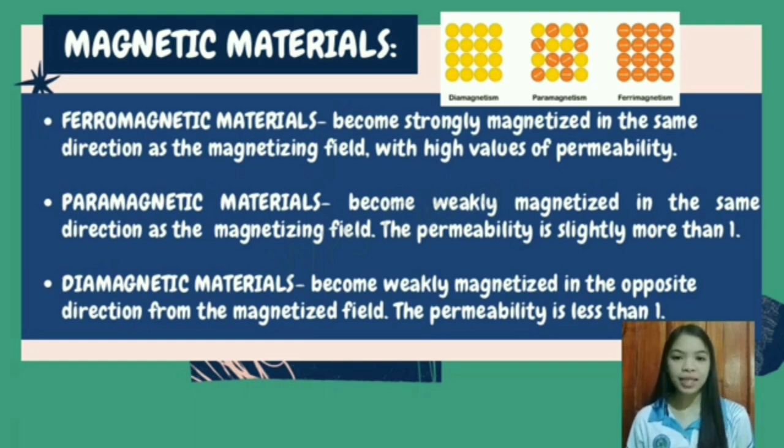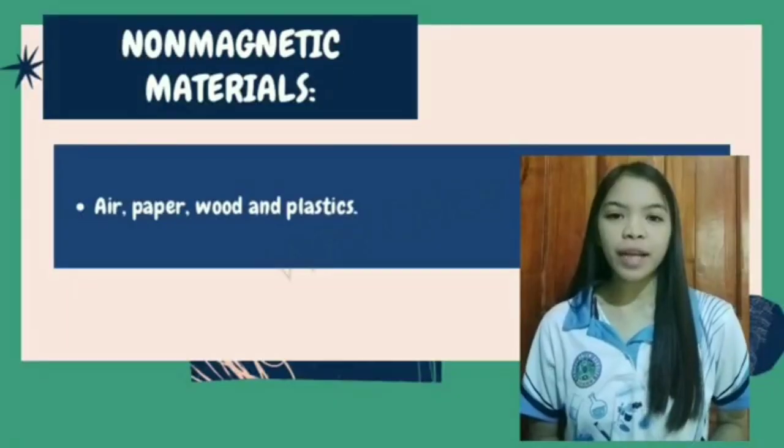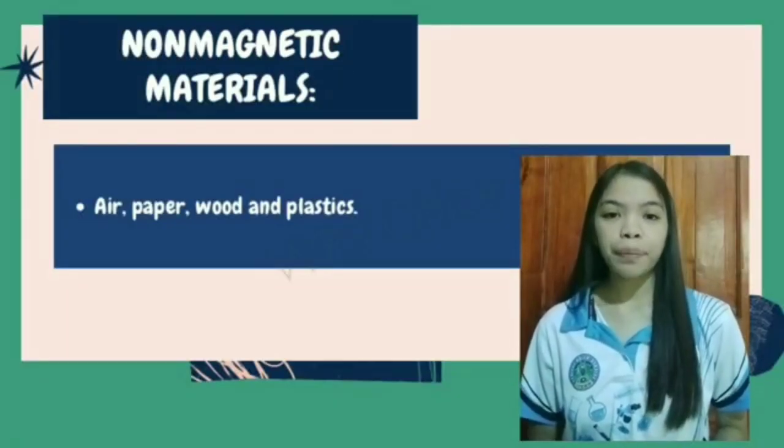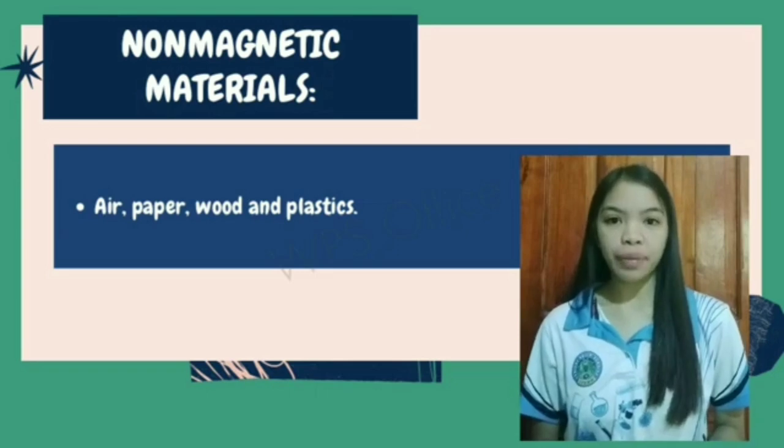And lastly is the diamagnetic. It becomes weakly magnetized in the opposite direction from the magnetizing field. The permeability is less than 1. And the non-magnetic materials include air, paper, wood, and plastics.